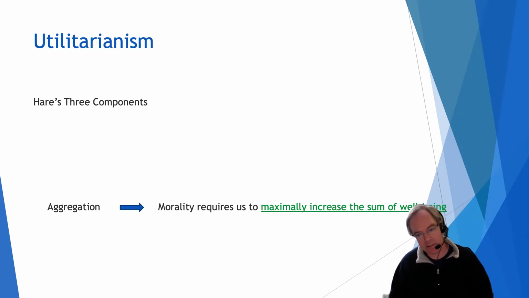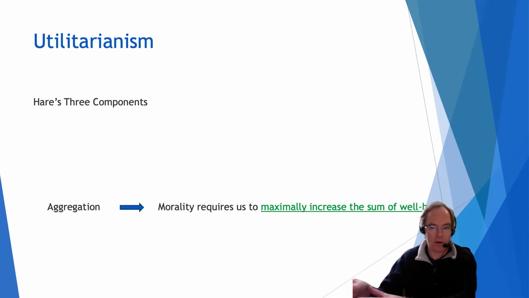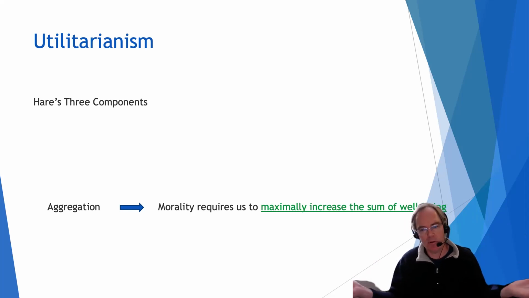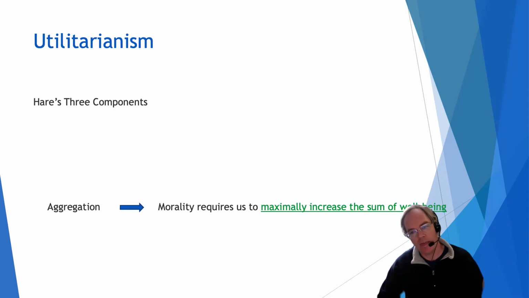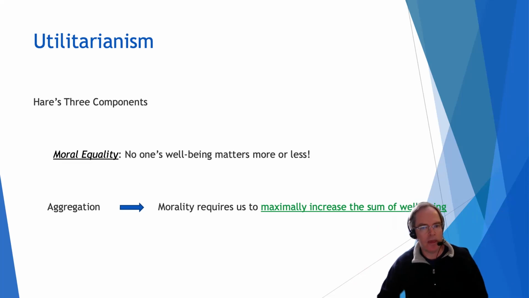So if you've got a couple different actions to pick from, you look at each action and you ask which one will lead to a future world with more well-being than the other options? You pick the one with the most well-being, and most just means you sum up everyone's well-being and look at the total. So that's what aggregation says: you don't look at anything except maximizing the most well-being. So those are the three components of utilitarianism. And so as Hare points out, a lot of utilitarians will say this is great because it says no one's well-being matters more or less.